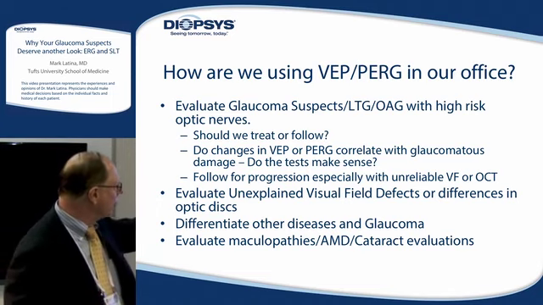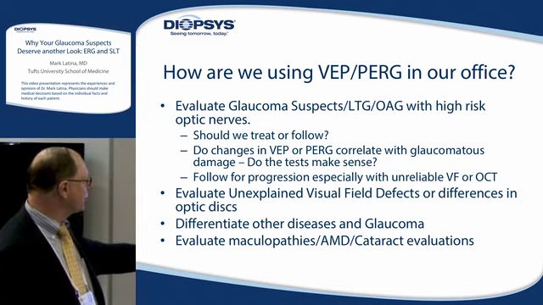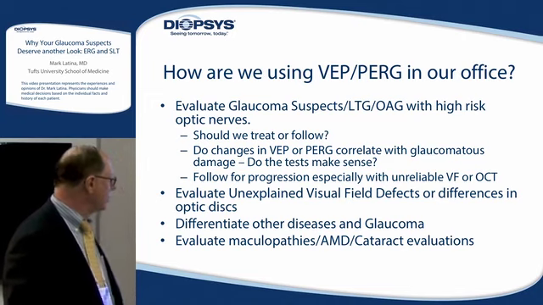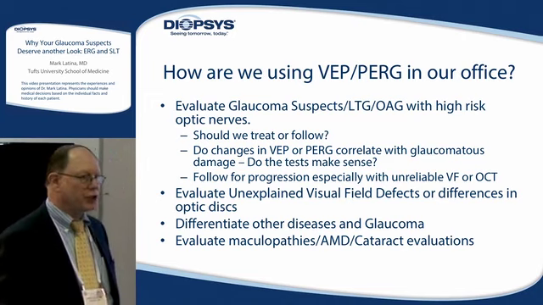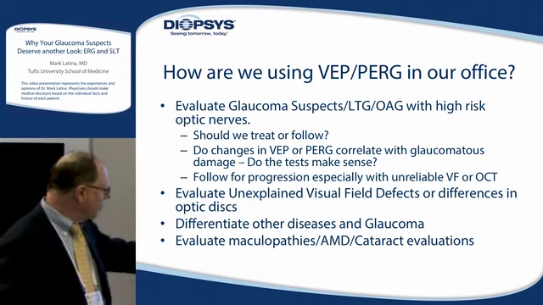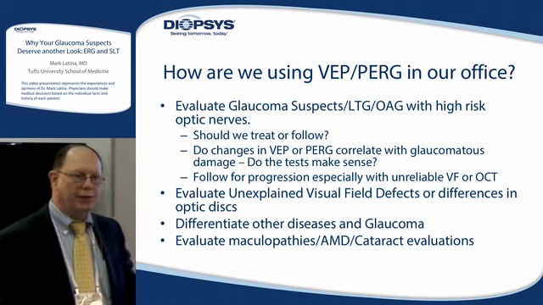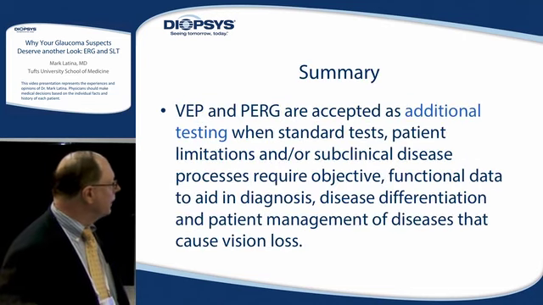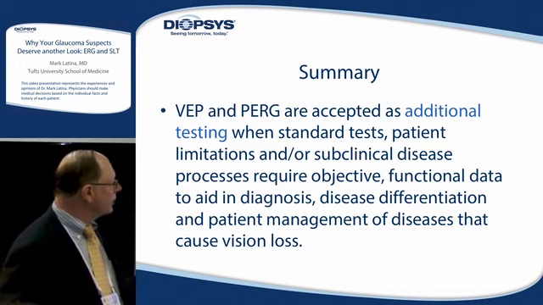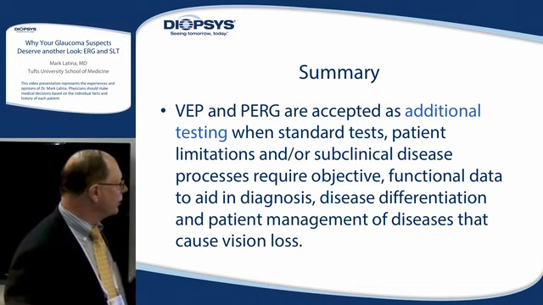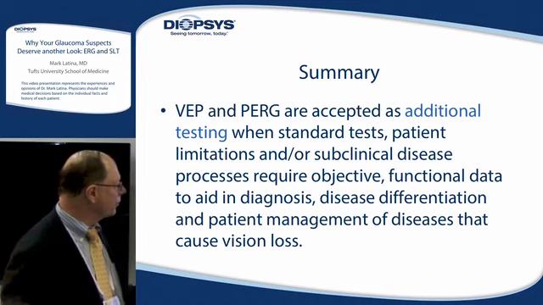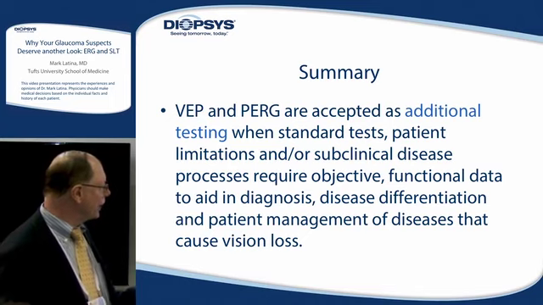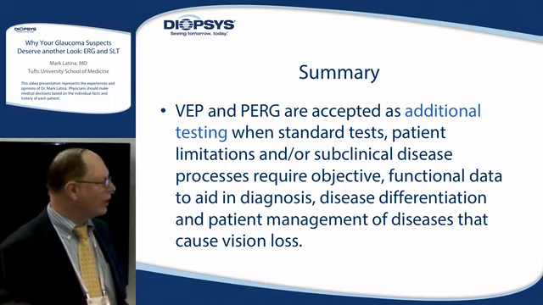Again, do the changes correlate with glaucomatous damage? Do our tests make sense? We're using it to evaluate unexplained field losses. We can use it to differentiate other diseases from glaucoma. And then looking at maculopathies, AMD, and even cataract evaluations using the flicker ERG. So in summary, it's accepted as an additional test when standard tests, patient limitations, and subclinical disease processes require objective functional data to aid the diagnosis, disease differentiation, and patient management of diseases that cause vision loss.